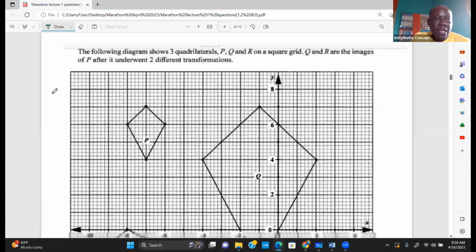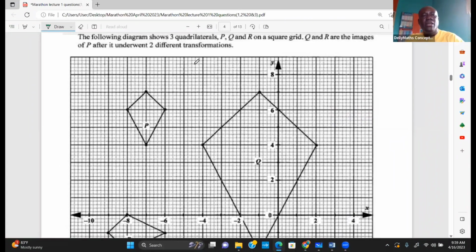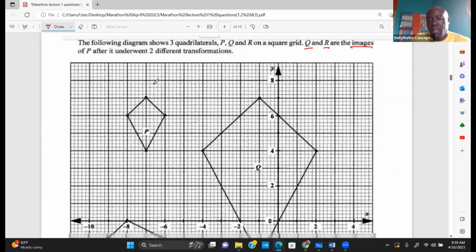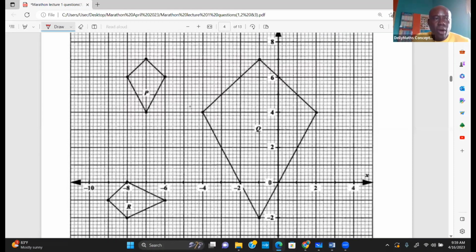It says the following diagram shows three quadrilaterals, P, Q, and R on a grid. Please read the instructions. Now it says Q and R are images, not P. So what they're saying is, listen, this is an image, and this is an image.